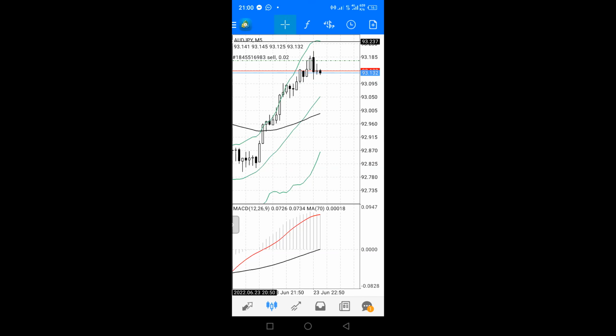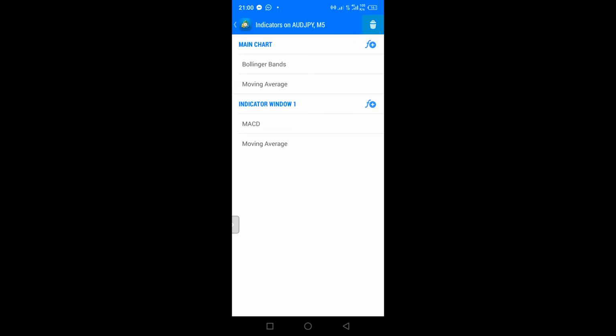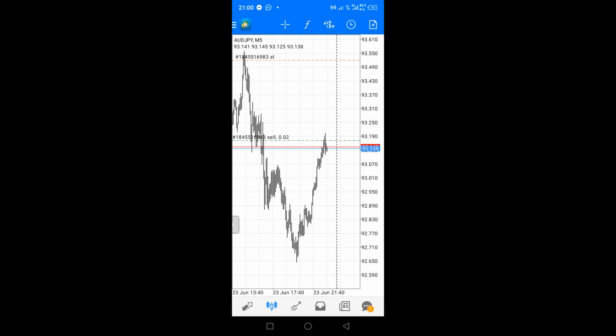Now, I want you to notice something. Now you have some new lines added to my screen. You have a red line up there. Let me take out all this stuff here. Right. So here you have stop loss up there. Can you see stop loss up there?